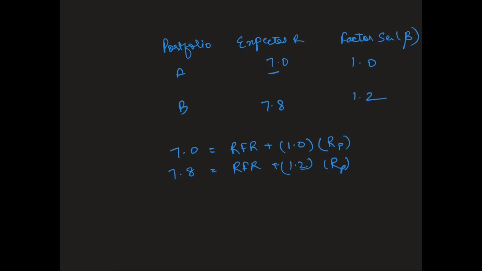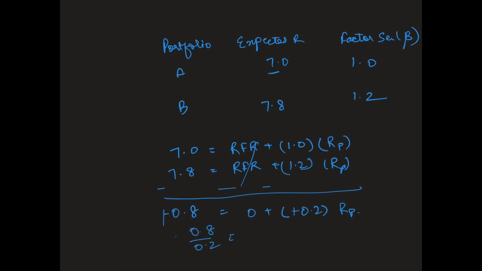Now I can simply subtract this. So we have minus 0.8, RFR is cancelled. Then we have minus 0.2 RP, so 0.8 divided by 0.2 is equal to 4. That's going to be my risk premium. My risk premium is 4%. Now substituting it here, I know that my RFR is 3%. Very simple, class 10 mathematics, I believe, right?